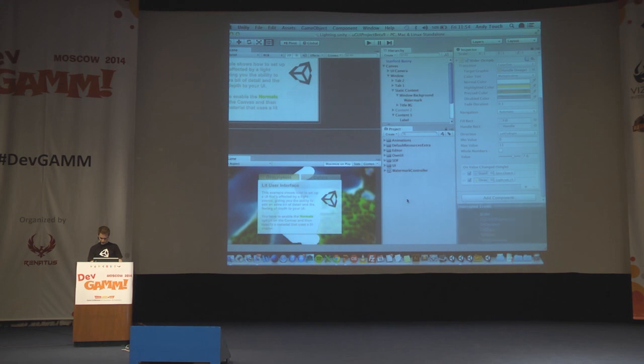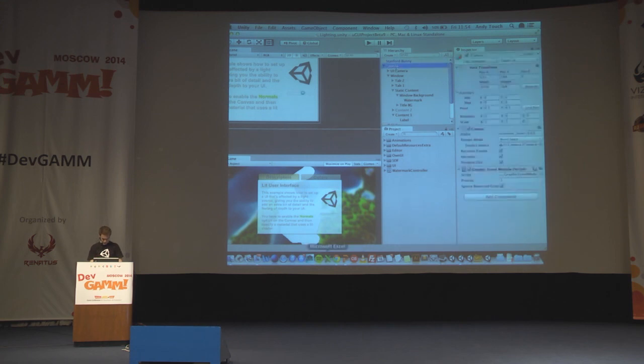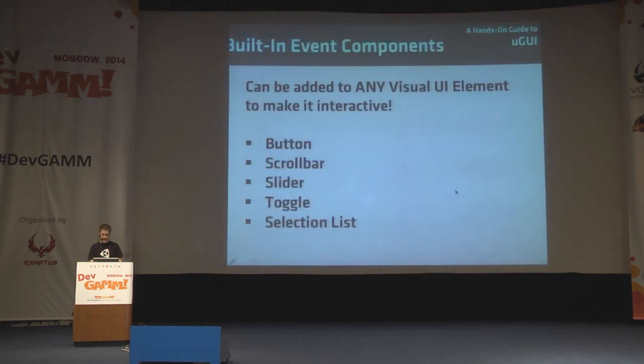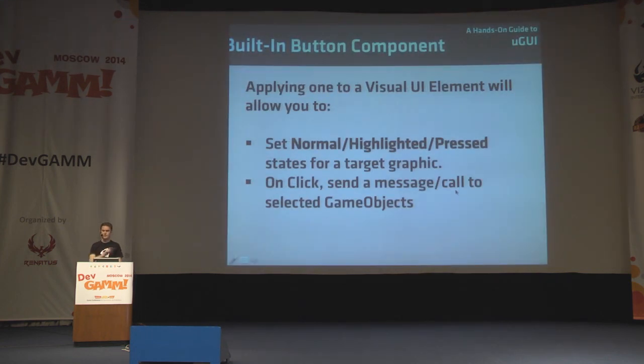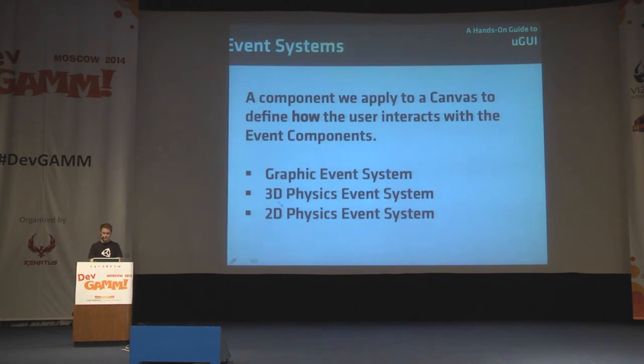Cool. So I've got about 5 minutes left. Okay, cool. So some of you are probably wondering, how am I catching these events? I'm dragging my mouse over it, and it's automatically detecting my mouse is in that space. You can do this in a couple of ways. So the graphic event system on the canvas will catch your pointer data whenever it's over a graphic.